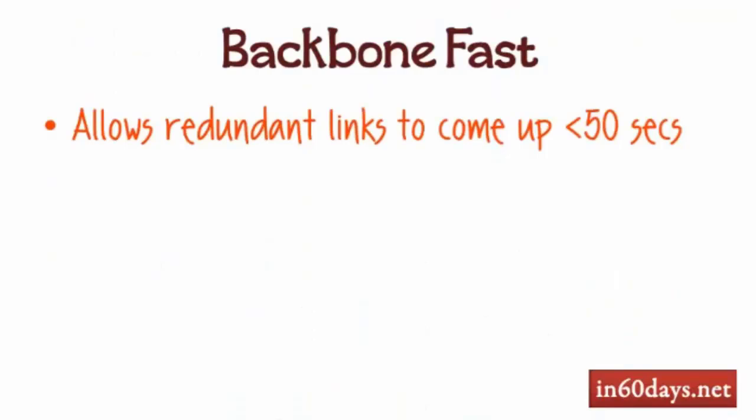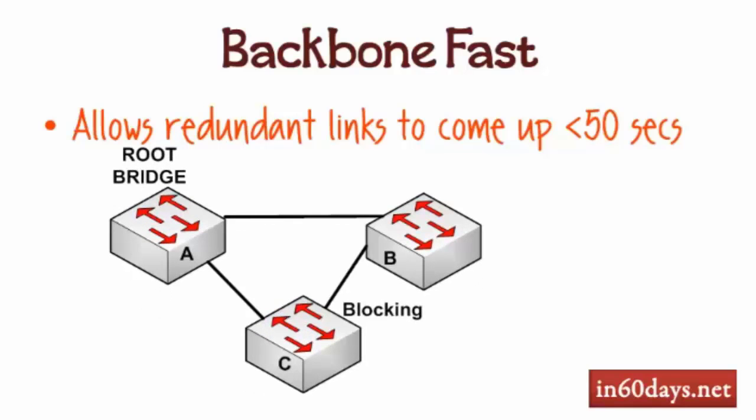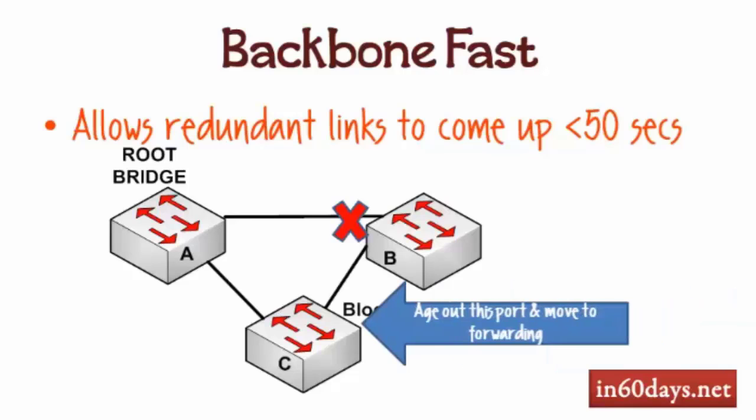Alright, so BackboneFast. This is another way of allowing redundant links to come up faster than they would have otherwise. So the connection from B to C is in blocking mode, and the connection between A and B is open for traffic to pass. For whatever reason, the connection between A and B goes down. This port is immediately aged out and moved into forwarding state. So these are all ways to get around the slow convergence of STP.